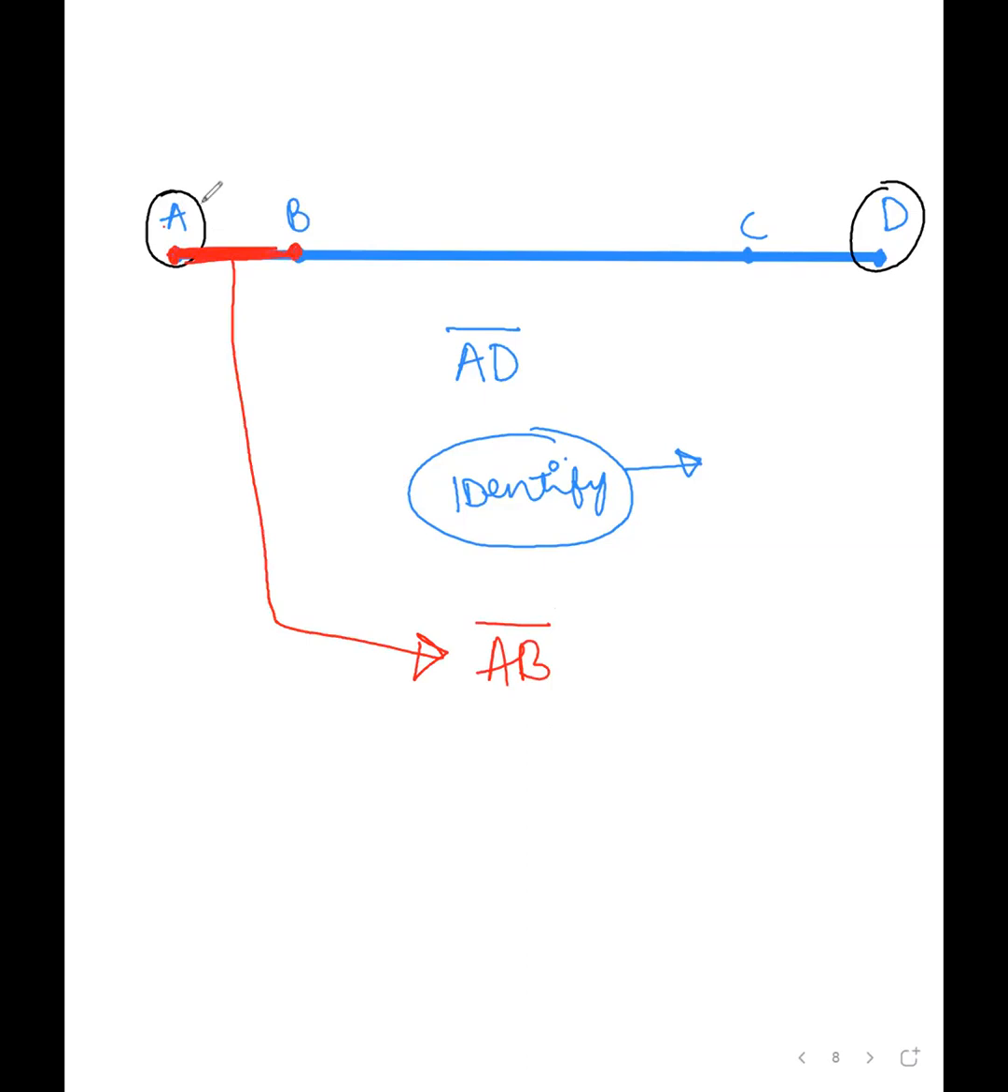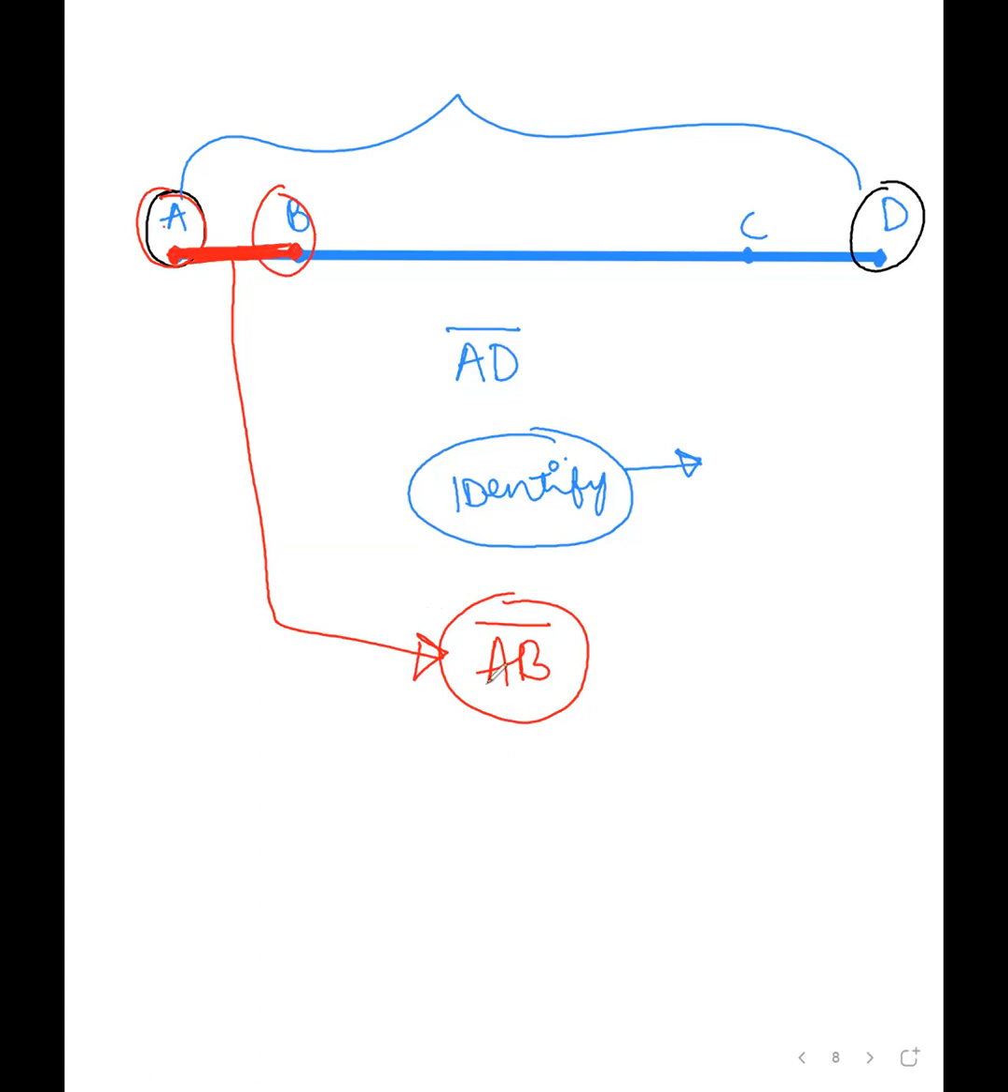Got it? Okay. Wait, can you explain how you got AB again? When I say AB, you will look from A to B, and whatever is in between that is the line segment AB.